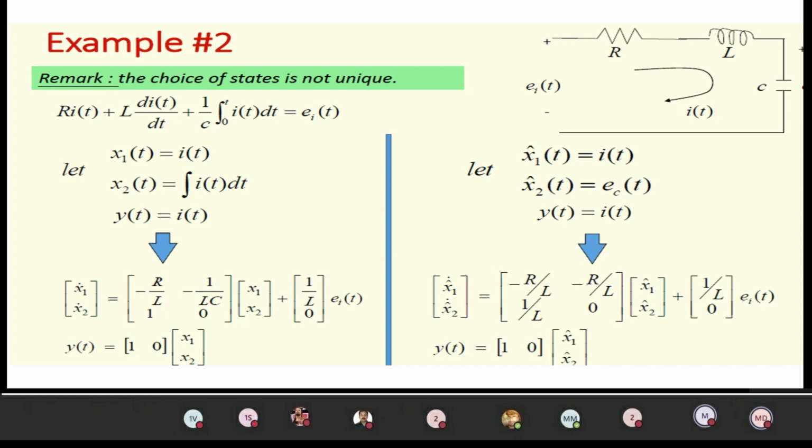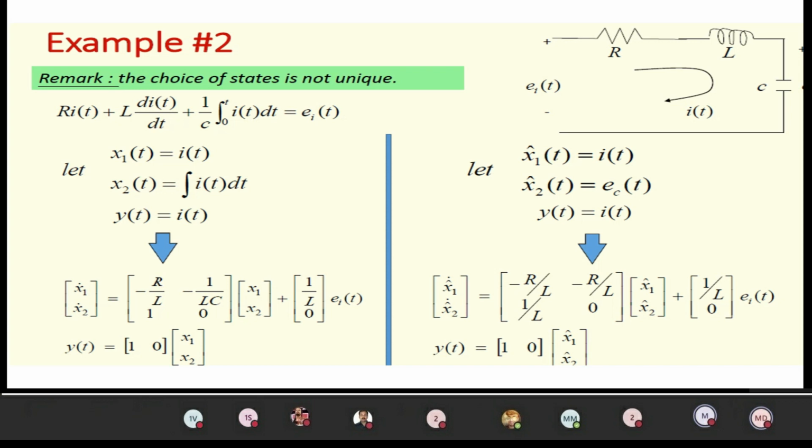Here L will be taken to the right hand side. You will be getting minus R divided by L and minus 1 divided by L into C. So this will be the equation, with the input coefficient as 1 divided by L. Similarly, you can do the same with x2 dot. x2 dot is nothing but x1, therefore you will be getting 1 and 0. That will be the output model. Here the state model and output model together are called the state space representation of the system.